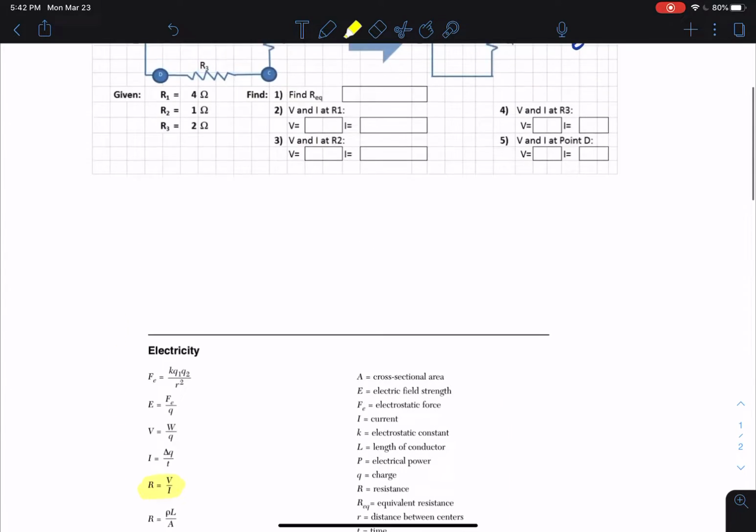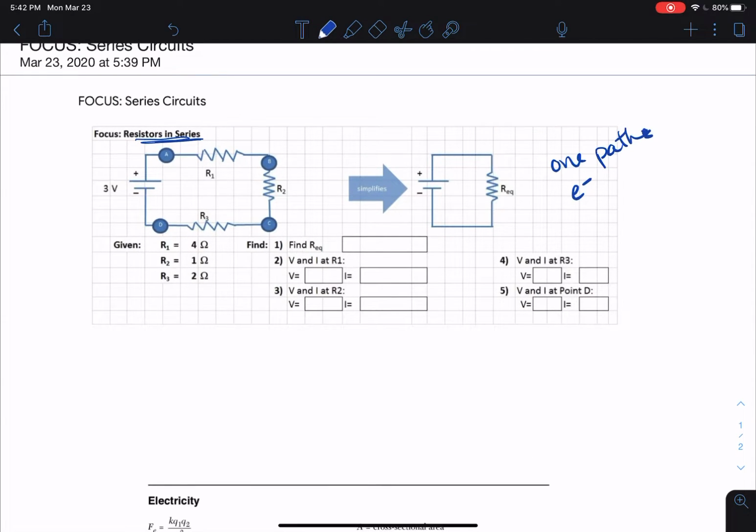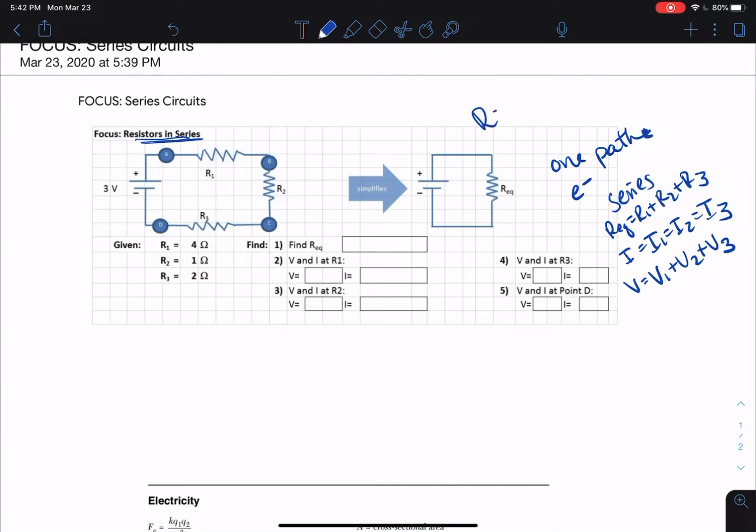So I'm going to come back up to the top here, and I'm just going to write those equations down. So we had series circuits. There was the Req equals R1 plus R2 plus R3. There's I equals I1 equals I2 equals I3. And then the voltages, V1 plus V2 plus V3 equals V total. And then, of course, our Ohm's law, which was R equals V over I. Again, a lot of us like to use the triangle method for figuring out how to solve this. So that might come in handy later.